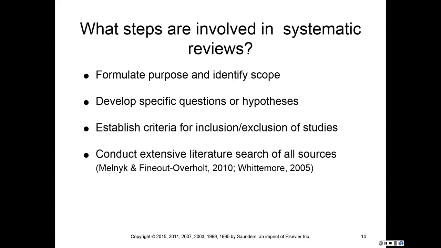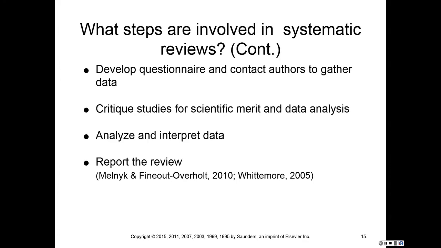What are the steps involved in systematic reviews? First is to formulate the purpose and identify the scope of the review, develop specific questions or hypotheses, establish criteria for inclusion and exclusion of certain studies, and conduct an extensive literature search of all sources. The references are Melnyk and Fineout-Overholt, 2010, and Whittemore, 2005. Those two authors, you often see their names when articles talk about evidence-based practice in nursing.